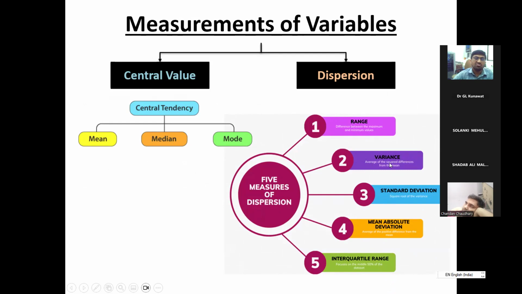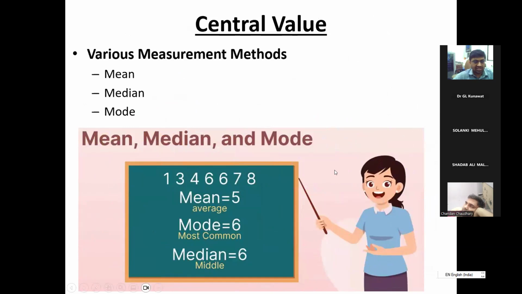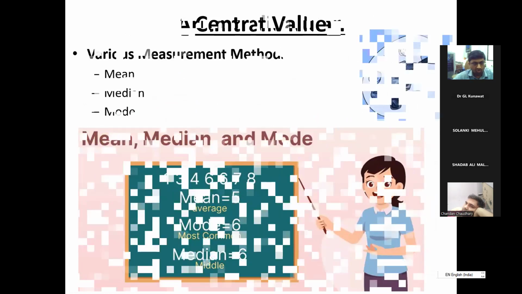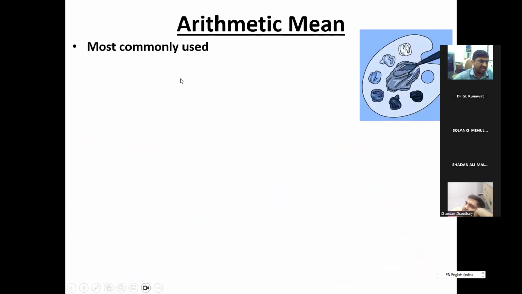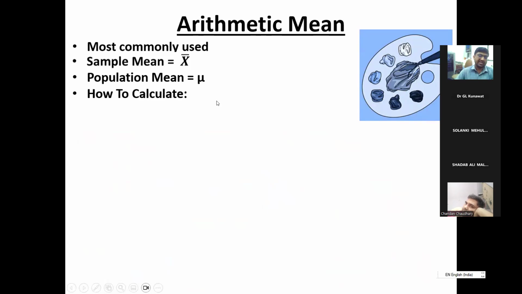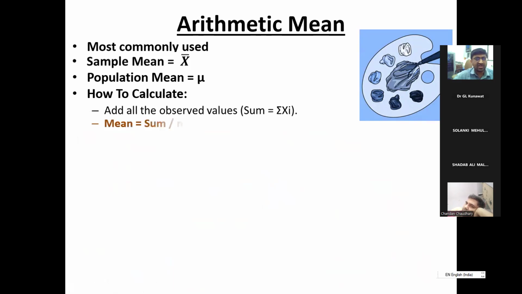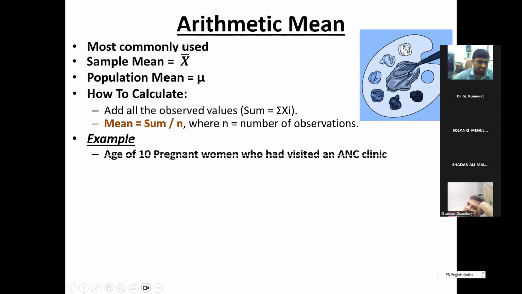So let us see each measurement one by one. Central value can be measured either by mean, median, or mode. The first one is the arithmetic mean, which is the most commonly used method. The sample mean is denoted by x bar and the population mean is denoted by mu. So how do we calculate the arithmetic mean? First we have to add all the observations, so we make a sum of all the observations. Then we divide that sum by the number of observations. So that is the formula for mean. Let us see it by an example.